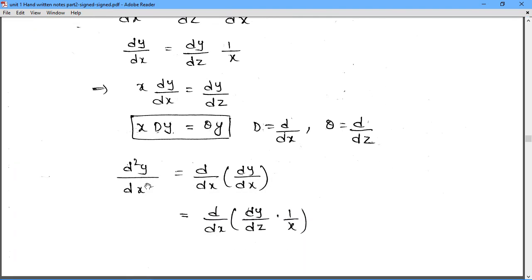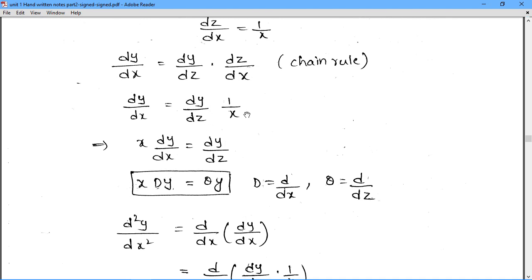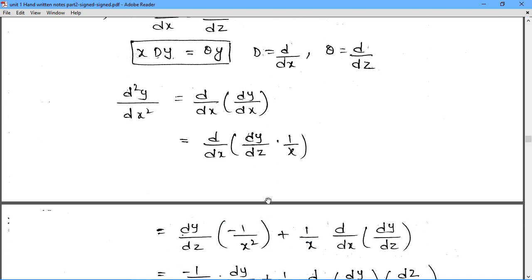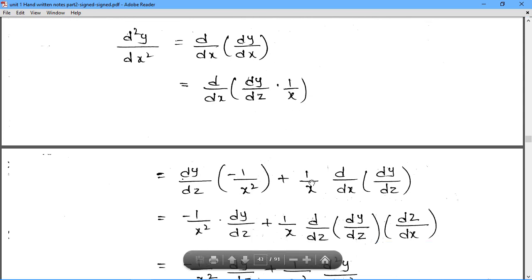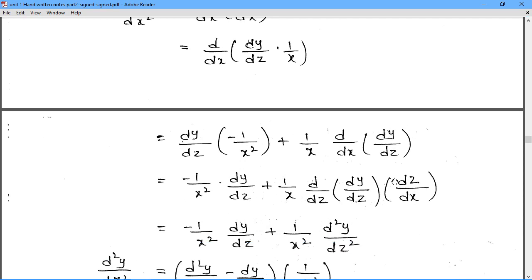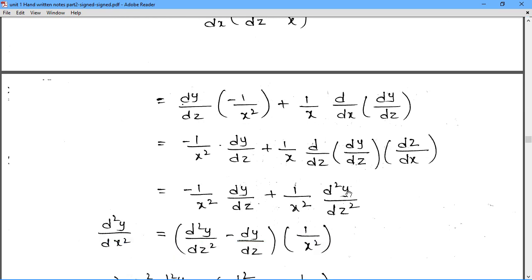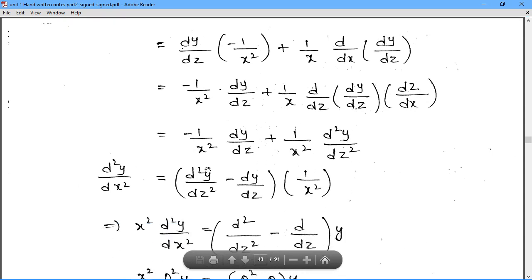Similarly, if we compute d square y by dx square, it can be split as d by dx of dy by dx. But we have the dy by dx value, that is dy by dx is dy by dz into 1 by x. Now differentiating this using the product rule: dy by dz kept as it is, times the derivative of 1 by x, which is minus 1 by x square, plus 1 by x kept as it is, times the derivative of dy by dz. Again writing this using the chain rule, we take 1 by x square as common. Thus we will have d square y by dz square minus dy by dz.